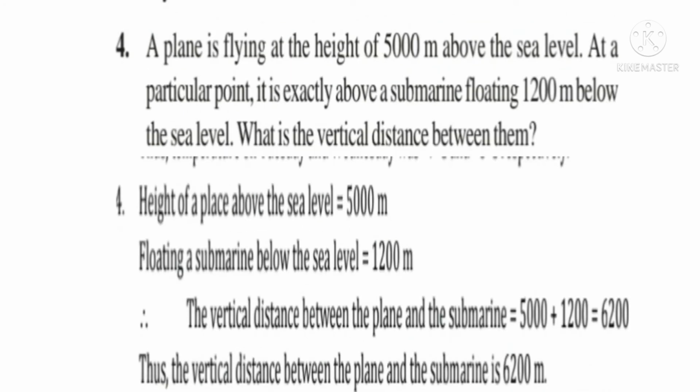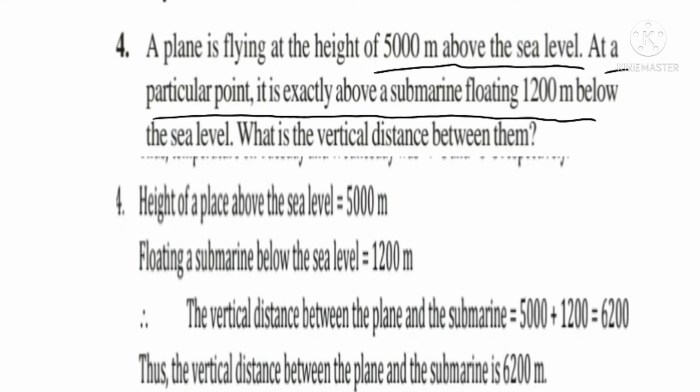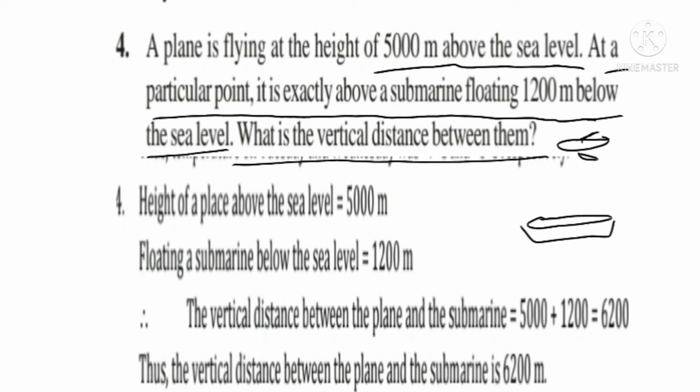Fourth question. A plane is flying at a height of 5,000 meters above sea level. At a particular point, it is exactly above a submarine floating 1200 meters below sea level. What is the vertical distance between them? What we have to find out is the vertical distance between the flying plane and the submarine. So the aeroplane is flying here, and the submarine is there. We have to find out this vertical distance.